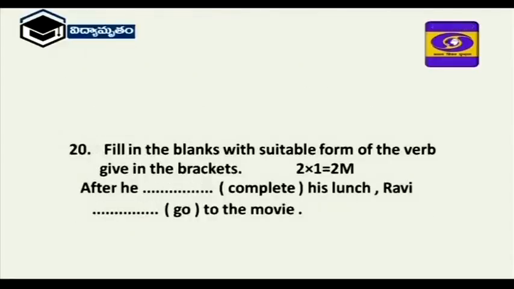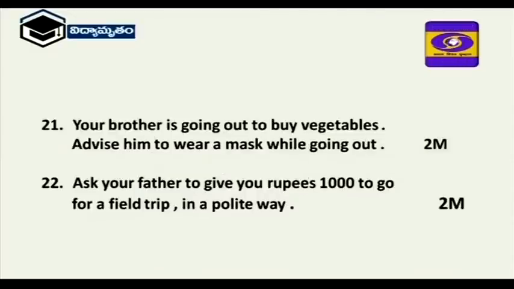Next comes question number 20, fill in the blanks with suitable form of the verb given in the brackets. It is again for 2 marks. You are given 2 blanks here and you are given verbs in the brackets. You have to change the verb form accordingly and write it in the particular blank. That means you have to write the answers again in the answer booklet itself, not in the question paper. You have to remember it. You should not write anything on the question paper, but only in the given answer booklet. Next comes question number 21.